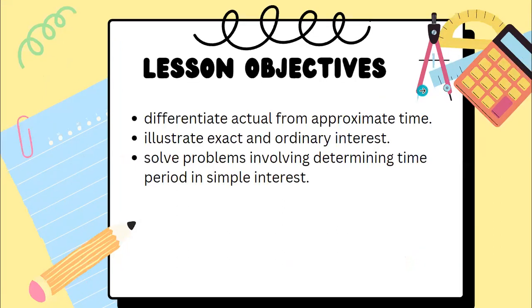So let's begin with our lesson objectives for today. First, differentiate actual from approximate time. Second, illustrate exact and ordinary interest. Then third, solve problems involving determining time period in simple interest.